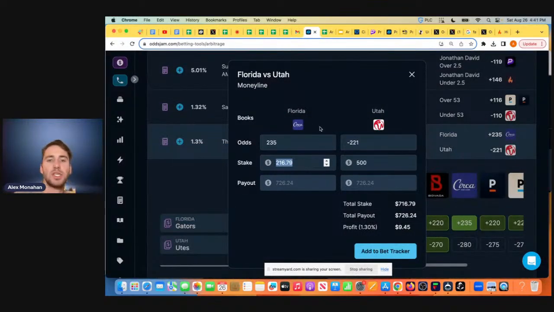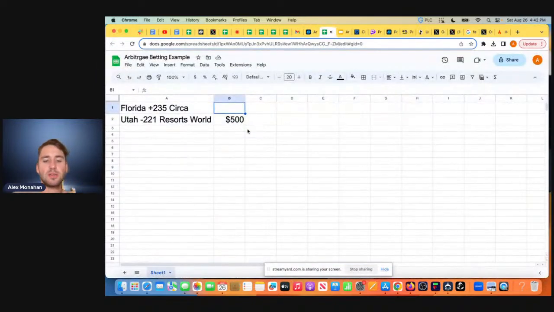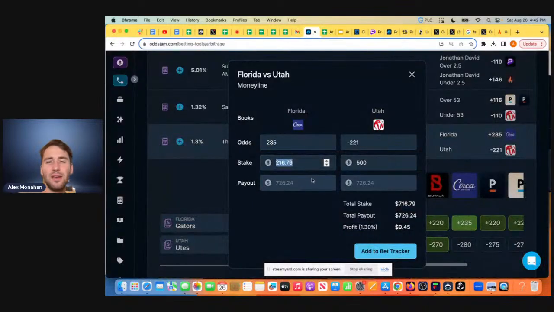Due to this massive inefficiency in the market, we're going to make a risk-free $9.45. And the calculator tells us, if you want to bet $500 on Resorts World, you have to bet $216.79 on Circa in order to guarantee yourself a risk-free profit of $9.45. Now, you could round this to like $215, which let's do that. It doesn't make sense to bet $216.79. That's such a random bet size. Just do $215 on Circa, $500 on Resorts World.